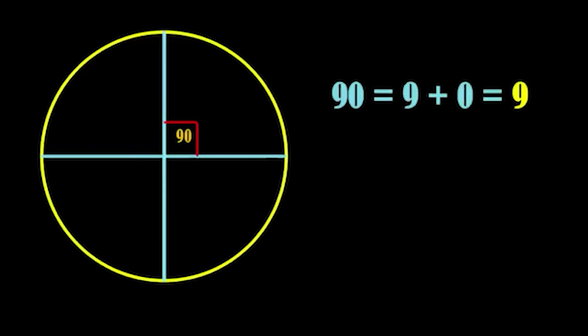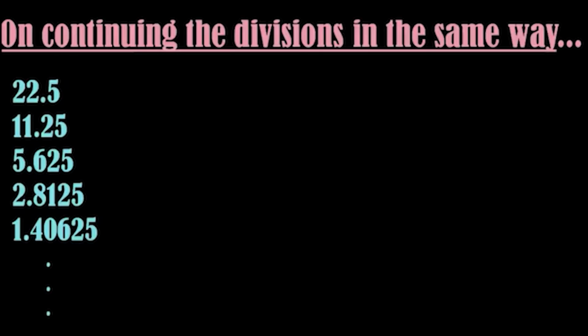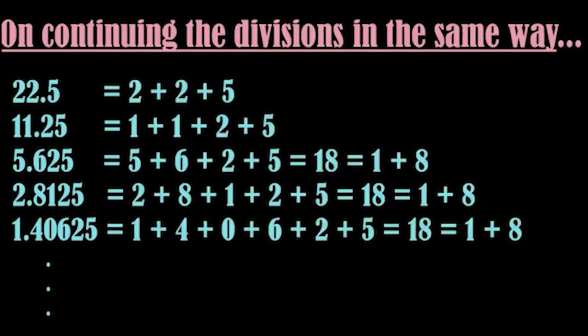Now again divide the circle in half and we have an angle of 90 degrees. Find the digital root of the number. It's 9 again. Repeat the same process and we will get 9 as the digital root. Now see what will happen if we keep on dividing the circle in half repeatedly. Unbelievably, you will get number 9 as the digital root every time, even on repeating the same process infinite times.